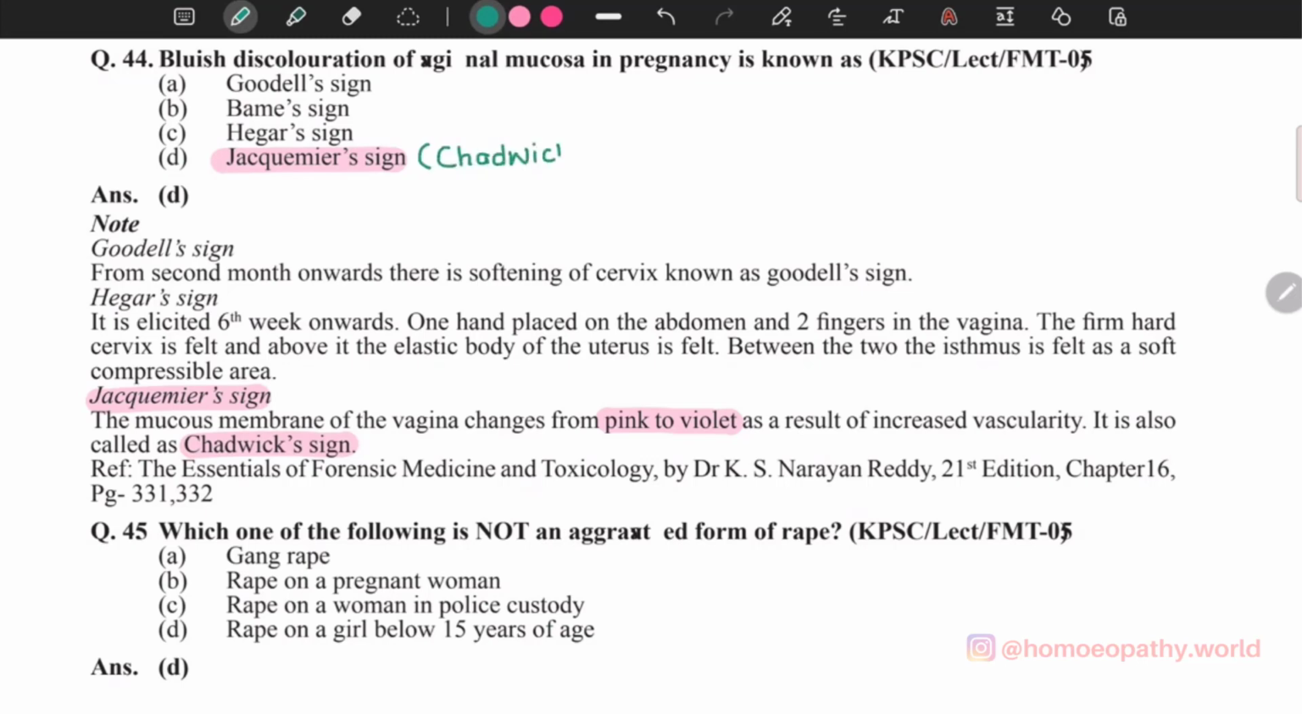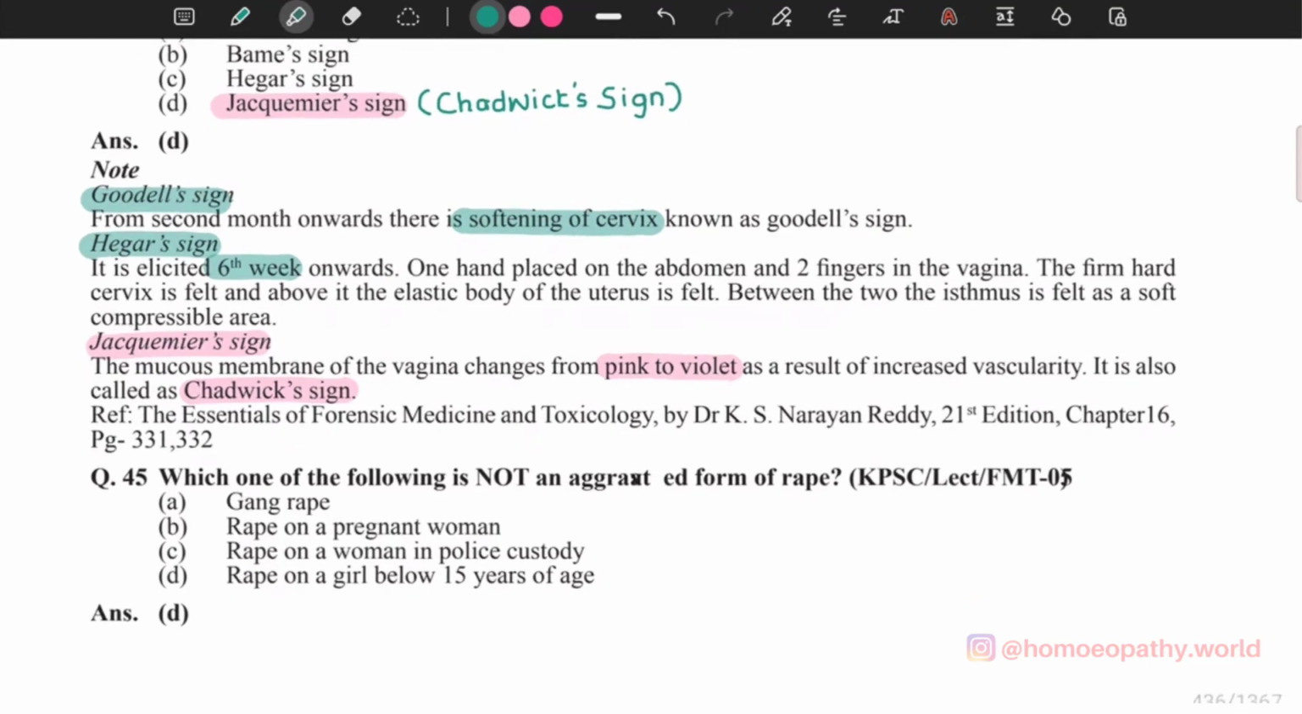So here the answer could have been Chadwick's sign. Or if the answer is given like A. JIPMER's sign, B. Chadwick's sign, C. both, D. none of the above, then you have to write both because both the names are for the same thing. Now let's see what is Goodell's sign. Goodell's sign is from second month onwards there is softening of the cervix. Hegar's sign is from 6th week onwards, one hand placed on the abdomen and 2 fingers in the vagina. The firm hard cervix is felt and above it an elastic body of the uterus is felt. So that is Hegar's sign.